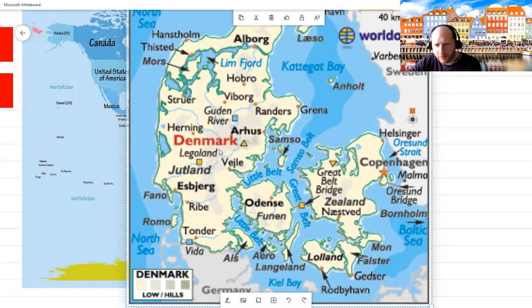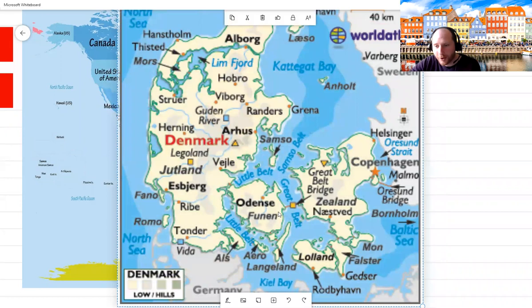Okay. So we can see with this zoomed in map of Denmark, that we've got loads of different islands. We've got the main island here, Jutland, or at least the biggest island. Then we've got Zealand over here, which has the capital, Copenhagen, right over there. Now, after Copenhagen, there's this huge bridge that leads all the way to this country here, which is Sweden.